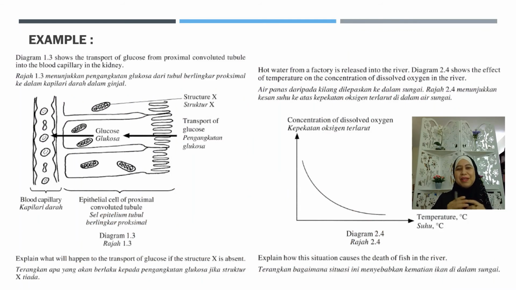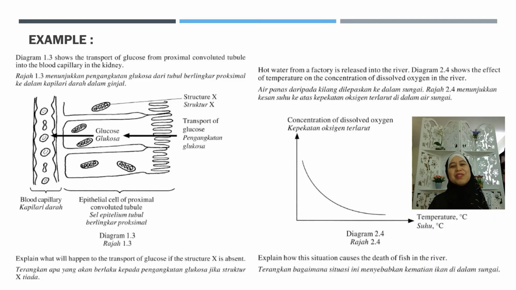Now we look at some examples from past year's questions that need to apply knowledge from different chapters in order to answer the questions. The first one: Diagram 1.3 shows the transport of glucose from the proximal convoluted tubule into the blood capillary in the kidney. Question: explain what will happen to the transport of glucose if structure X is absent. So the application here is of course about the function of organelles, the process that occurs at the proximal convoluted tubule, and also the transport of glucose.